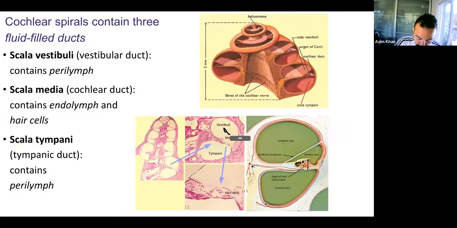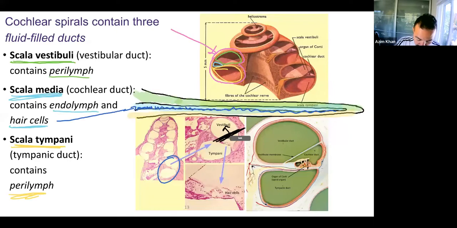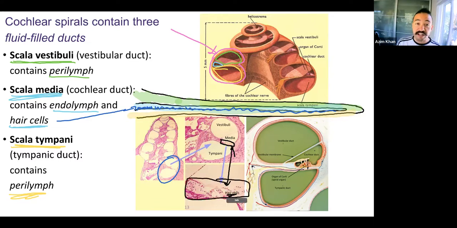Another way to distinguish is to look for more cells on this bottom part of scala media. If we look more zoomed in, this is where we find hair cells, and we're going to take a closer look at that in the next slide. And that would be the side of scala tympani.